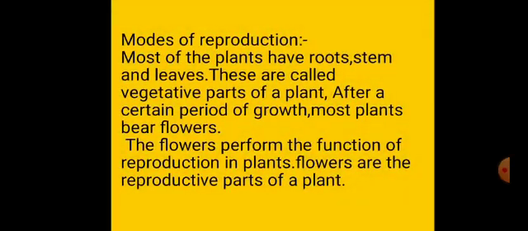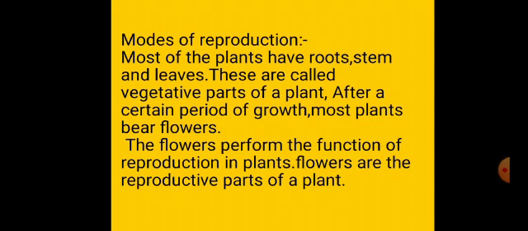Most of the plants have roots, stem and leaves. These are called vegetative parts of a plant. After a certain period of growth, most plants bear flowers. So there are two types of parts in a plant.